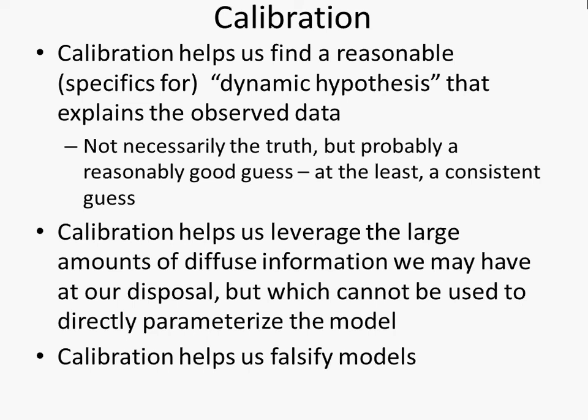So calibration here helps us find specifics for a reasonable hypothesis that explains the data. This isn't necessarily the truth. What we get out of calibration is not necessarily the true situation, but it's often a reasonably good guess. At least it's up front. It can't be ruled out based on the data, and so it advances our thinking about what may be going on. Now, there's an interesting question. What if your model structure is wrong, but it's still flexible enough that you can calibrate against it?